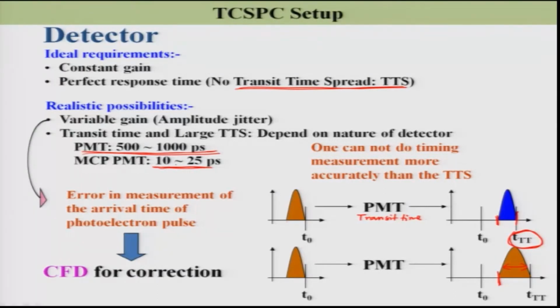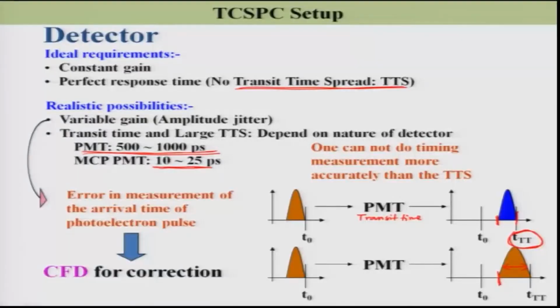But what if I want a detector whose transit time spread is less than that 10 or 25 picoseconds? There is no such detector available in this world. The minimum transit time spread that could be achieved is about 10 picoseconds. You cannot go beyond 10 picoseconds. That means, if you want to measure a fluorescence lifetime, and just consider that the lifetime is 1 picosecond, with this kind of setup you will not be able to measure it.